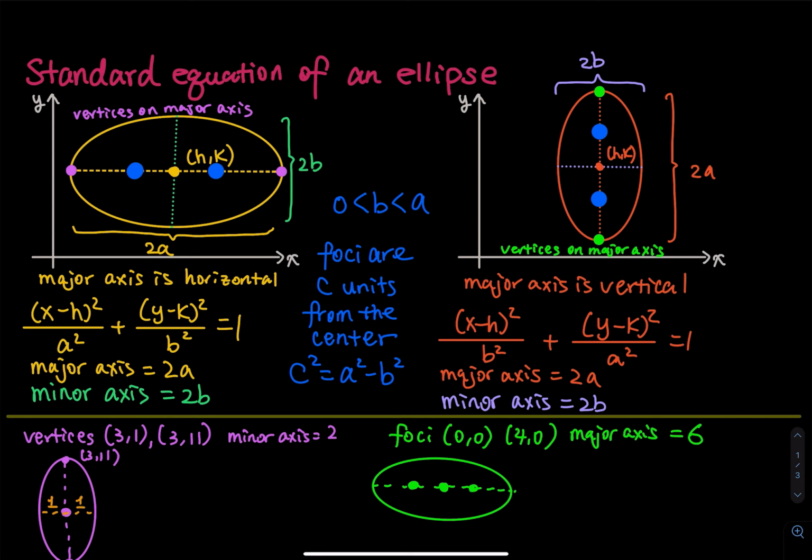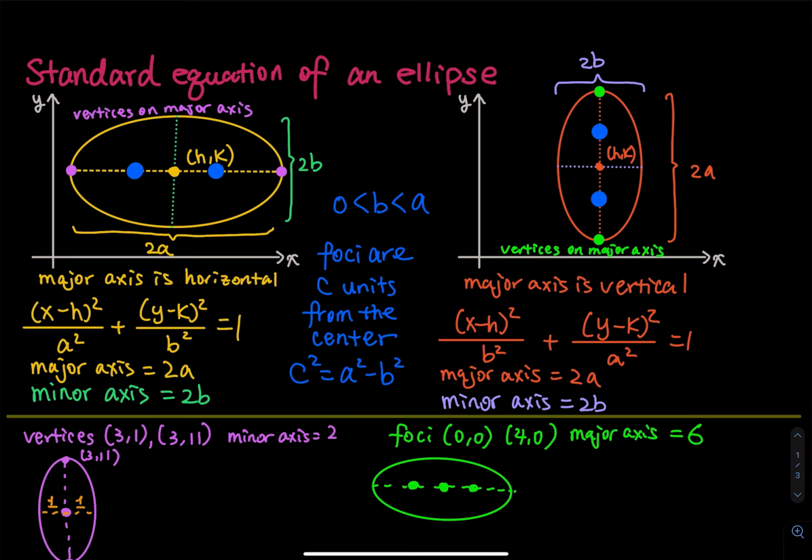The length of the minor axis is 2b. From this point to the center, we have b, and from the center to this point, we have b. Together, we have 2b. The standard equation of this vertical ellipse: the difference between the orange one and the yellow one is they swap a and b. So x goes first, y goes second. They both have squares. The orange has b squared first and then a squared second, and this is always equal to 1.